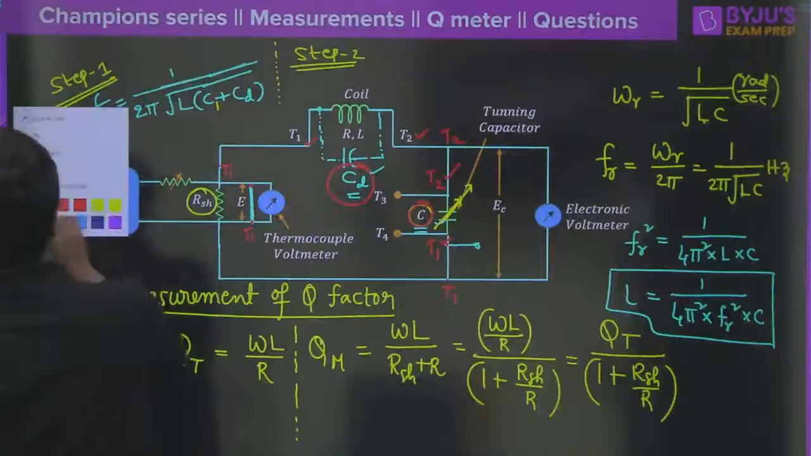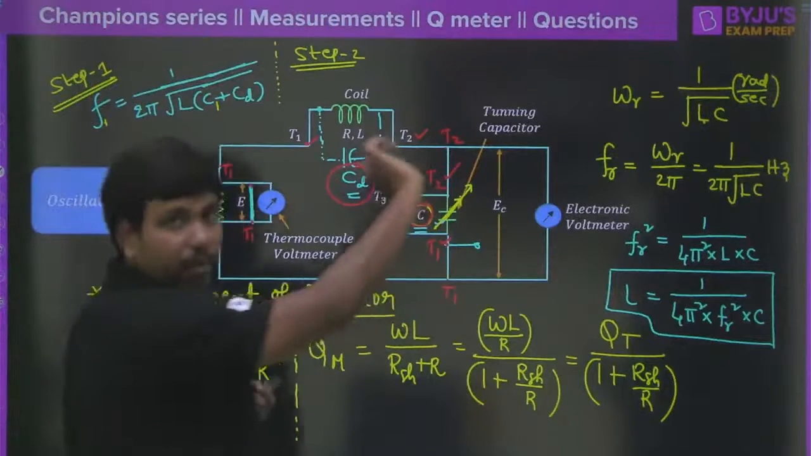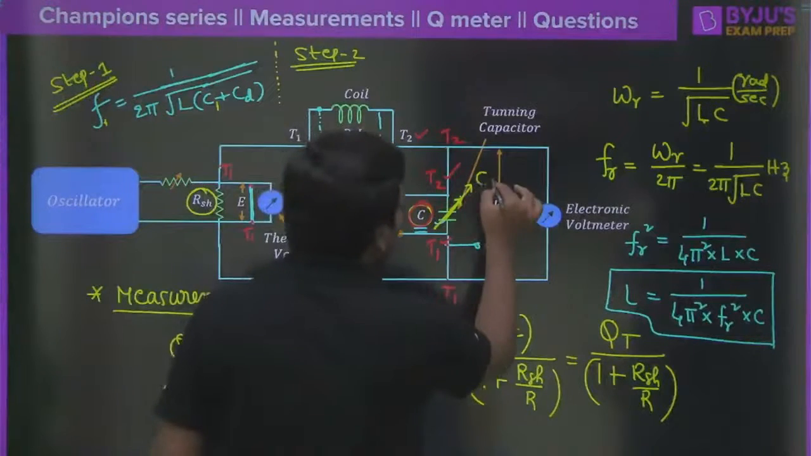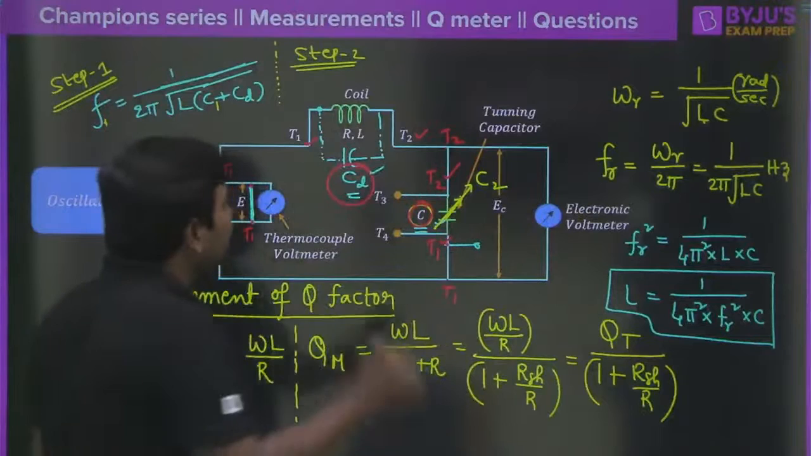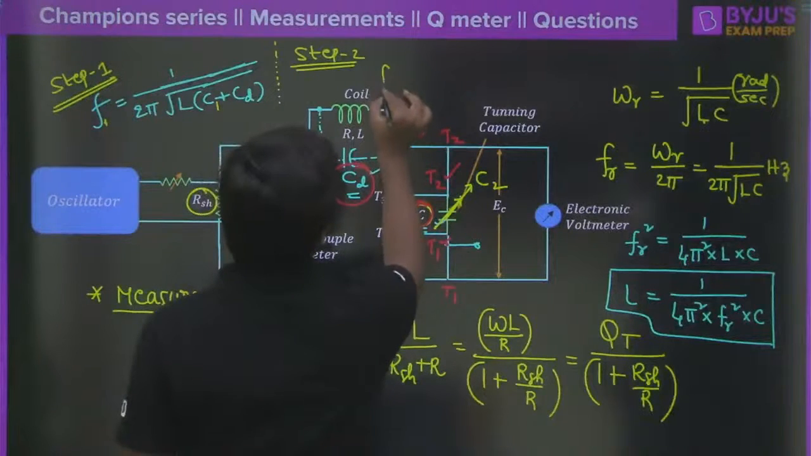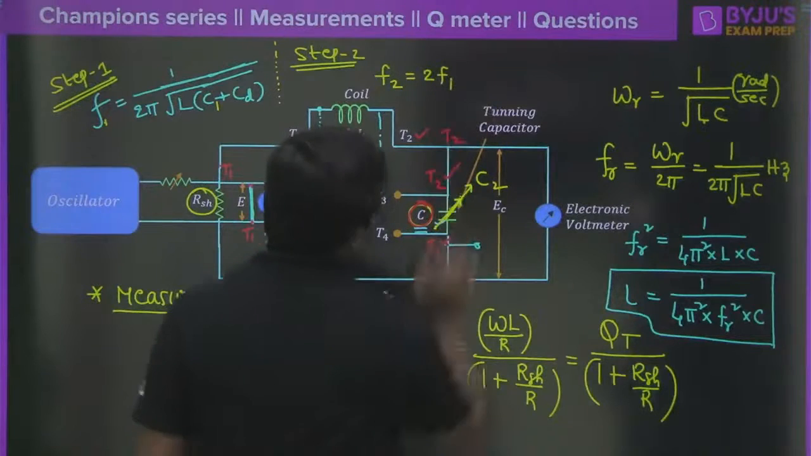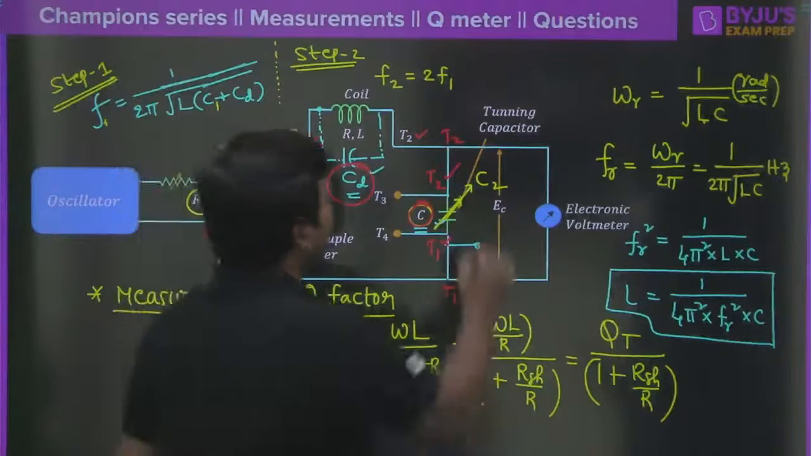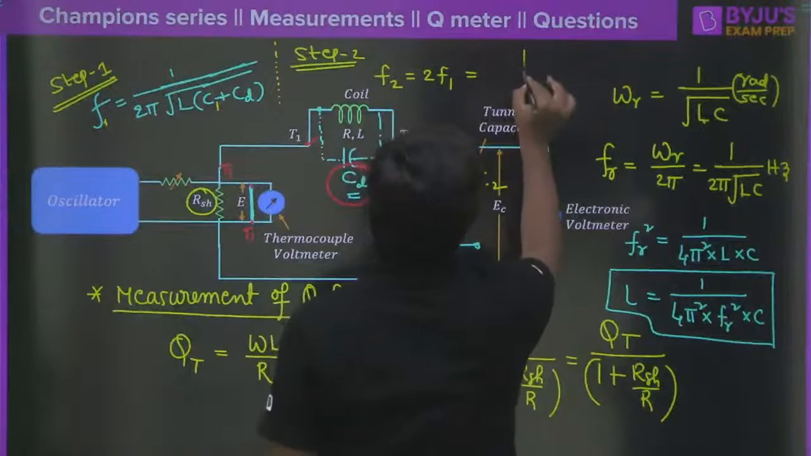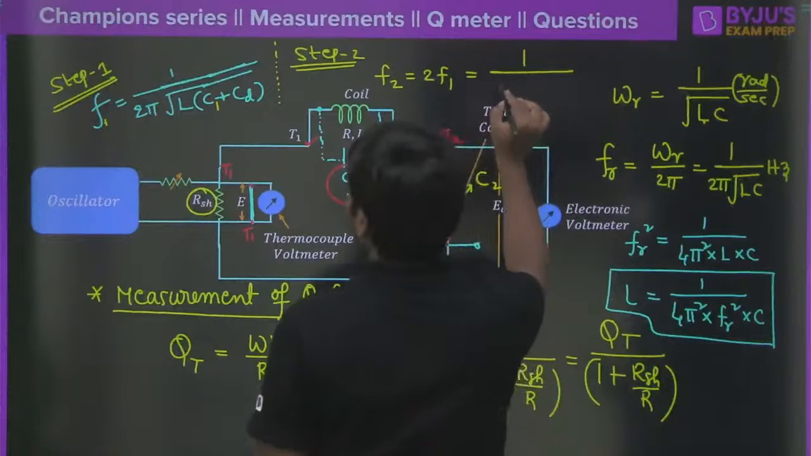Again in the second step, once again I will change the capacitance C from the initial value to C2 such that I will record the value of F2, which is twice F1. Clear? But however, what would be there? Again, this is also a resonant frequency, right?